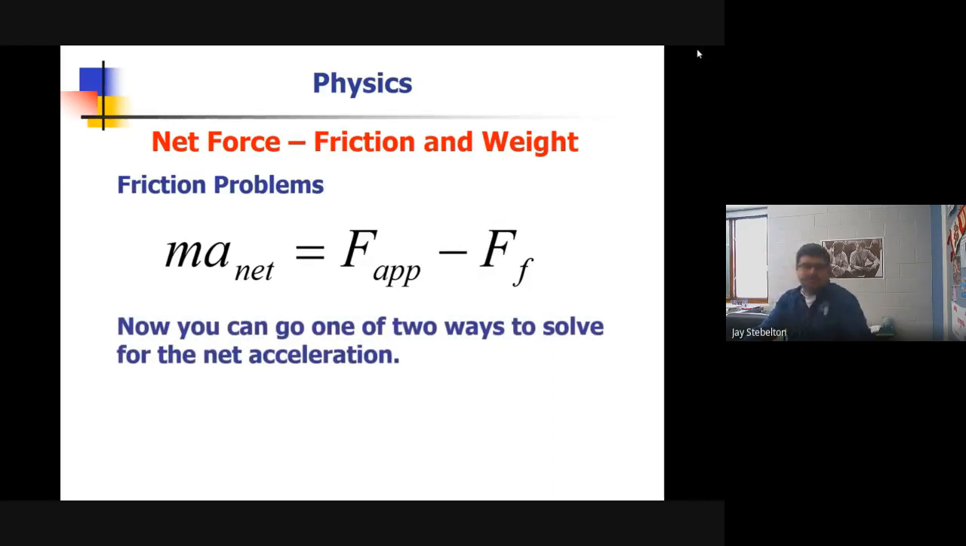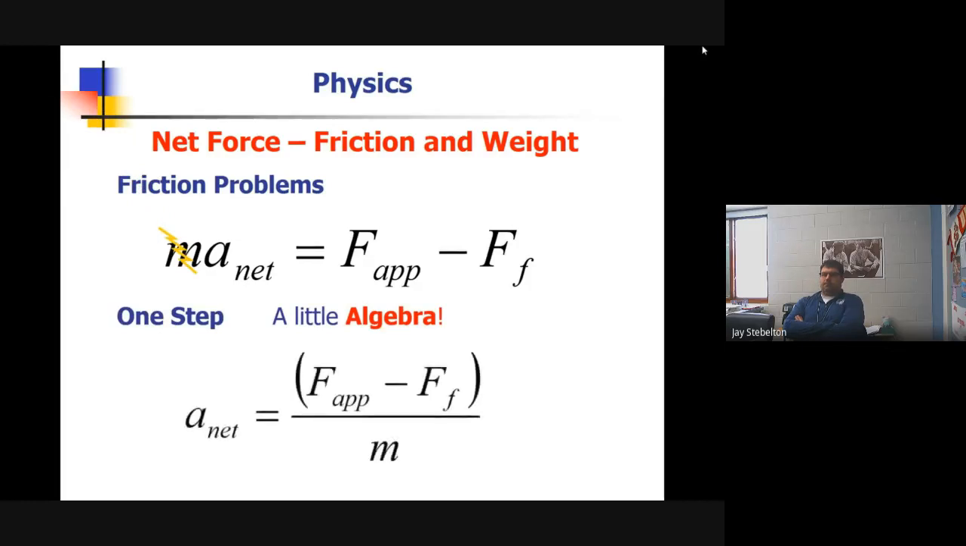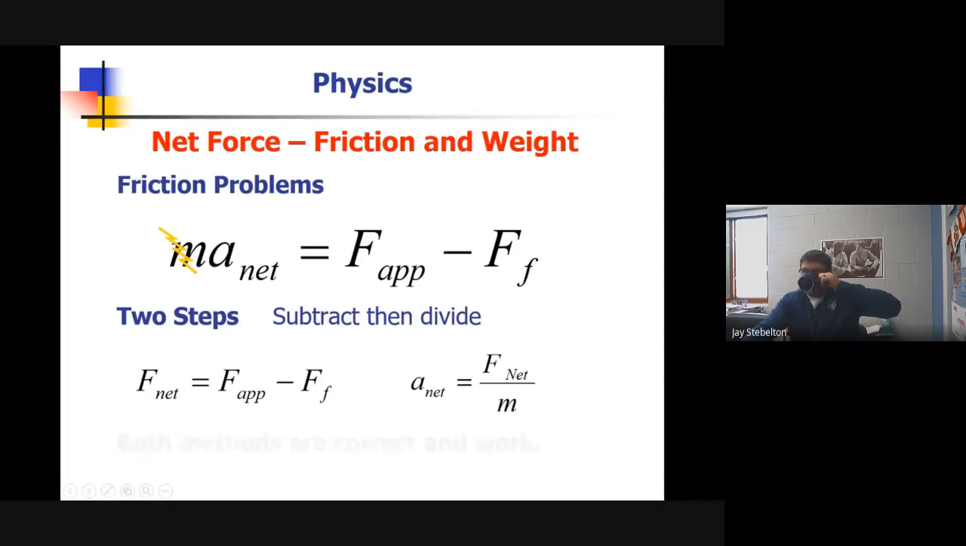Now, you can go one of two ways when you solve for the net acceleration. You can do this in one step. You can start here and move mass to the other side. With a little algebra, you end up with a net is the force applied minus friction divided by the mass. Or you can make it a little easier and do it in 2 steps. You subtract, then divide. F net is the force applied minus the friction. And after you have that, Newton's second law says F equals ma. So a is F over m, which gets you your acceleration. Both are correct. We'll be concentrating on the two-step approach for now. Let's look at our next.